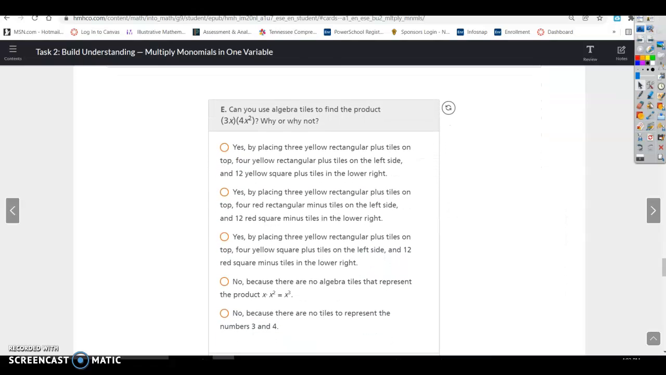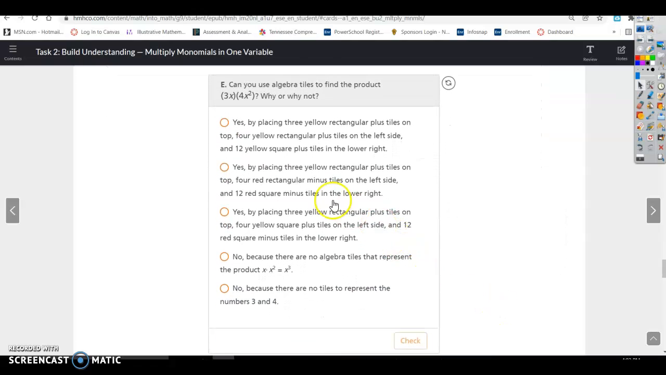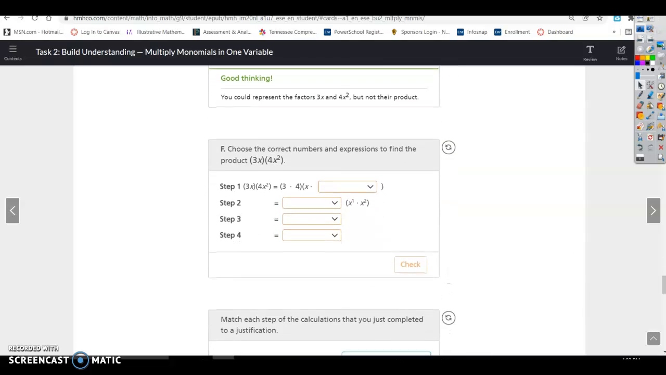All right, can you use algebra tiles to find the product of 3x times 4x squared? Why or why not? All right, so x times x squared is going to be x cubed. So that's a three-dimensional shape. So I'm going to say no. Why is it no? No, because there are no algebra tiles that represent the product of x times x squared. No, because there are no tiles to represent the number 3 and 4. So this would be the best choice here. When you multiply x times x squared, you get x cubed. And even though you can multiply that, we usually don't represent those in tiles.